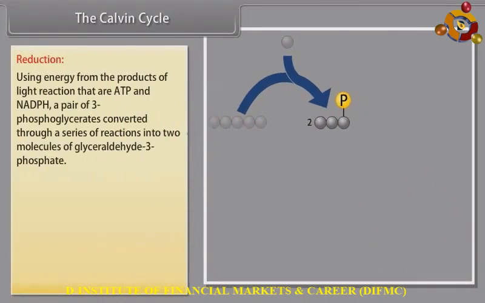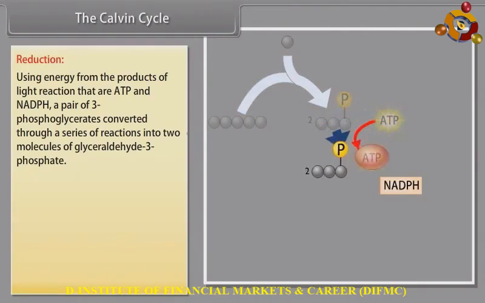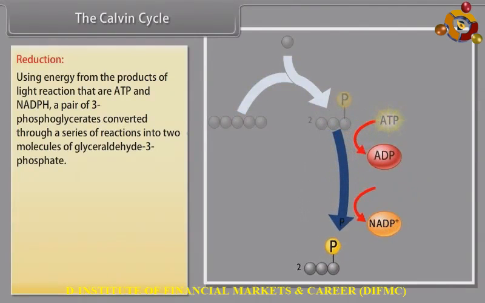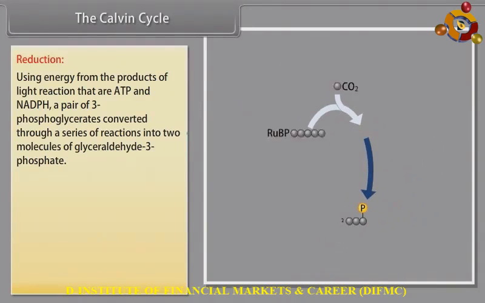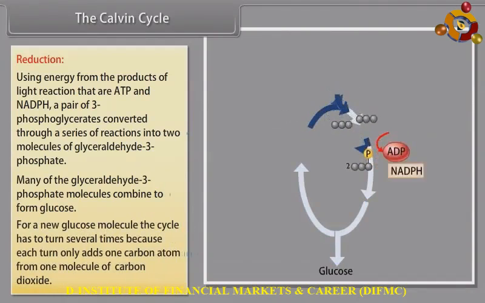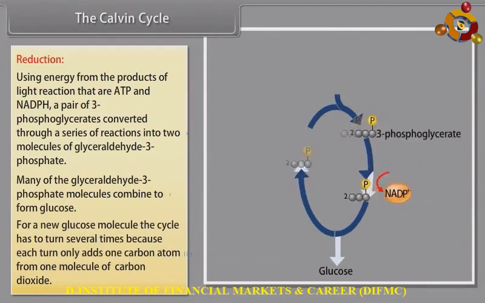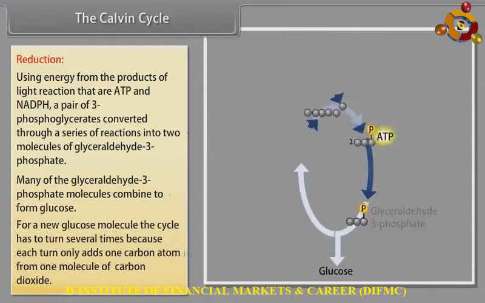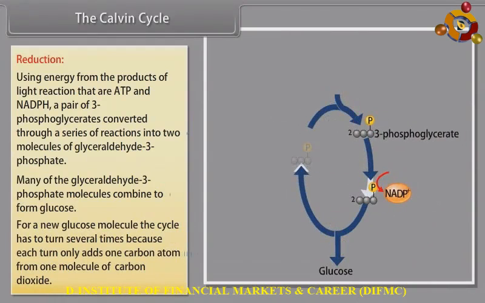Reduction. Using energy from the products of light reaction, that are ATP and NADPH, a pair of 3-phosphoglycerates is converted through a series of reactions into 2 molecules of glyceraldehyde 3-phosphate. Many of the glyceraldehyde 3-phosphate molecules combine to form glucose. For a new glucose molecule, the cycle has to turn several times because each turn only adds 1 carbon atom from 1 molecule of carbon dioxide.